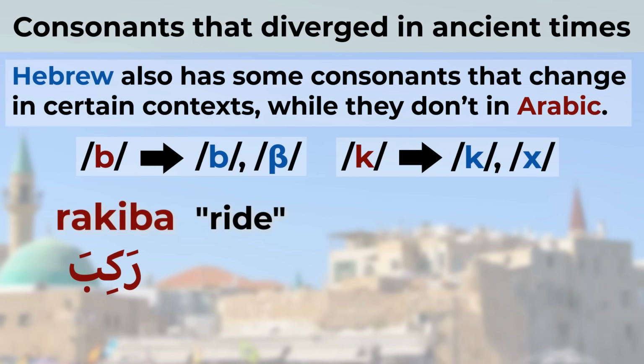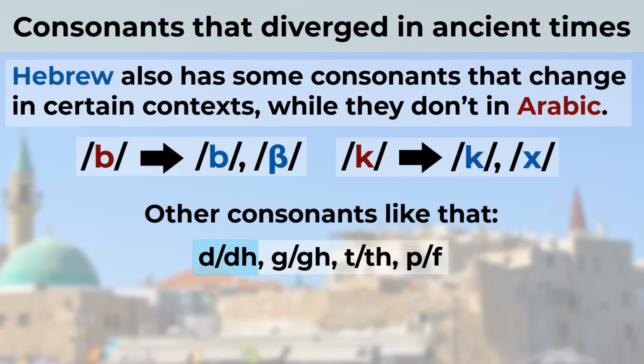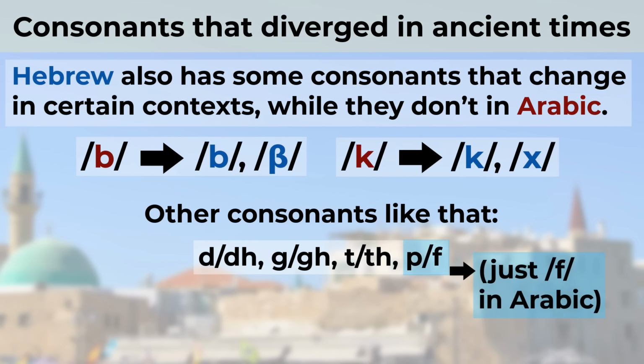But then there's the verb meaning ride. In Arabic, it's rakiba, and in Hebrew, it's rachav. Notice that there's a k in Arabic, but in Hebrew, there's a ch after the vowel, even though it's the same letter as the previous word. Also notice that Arabic has b, where Hebrew has v. Other consonants like that are d and th, g and r, t and th, and p and th, which is just f in Arabic.